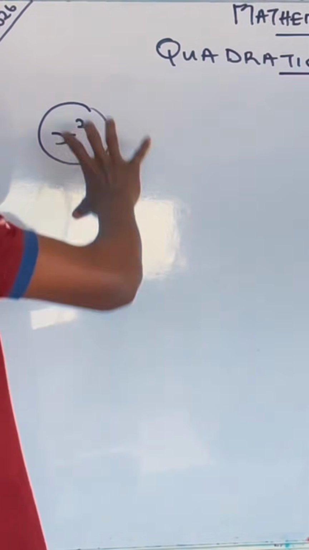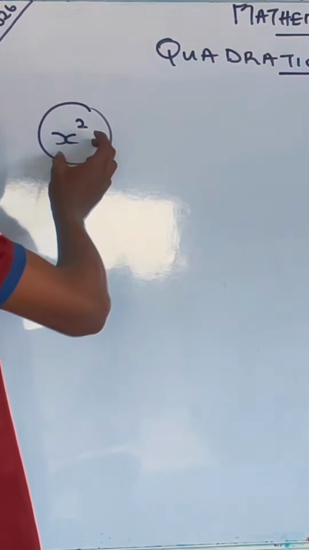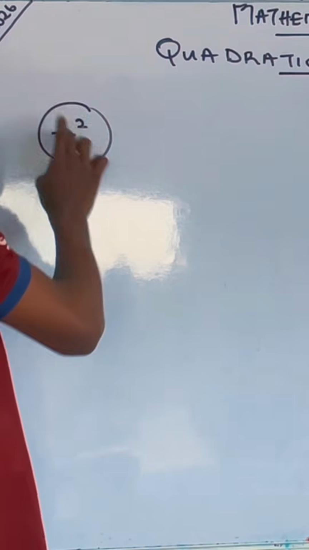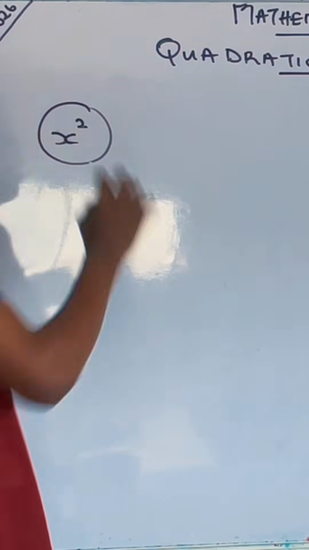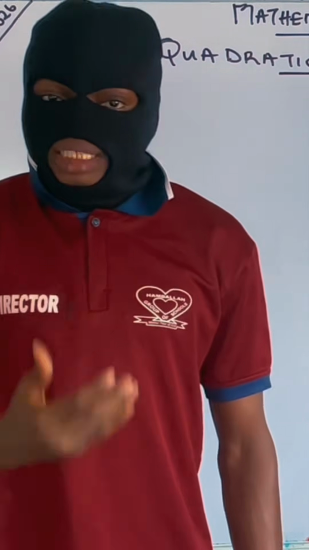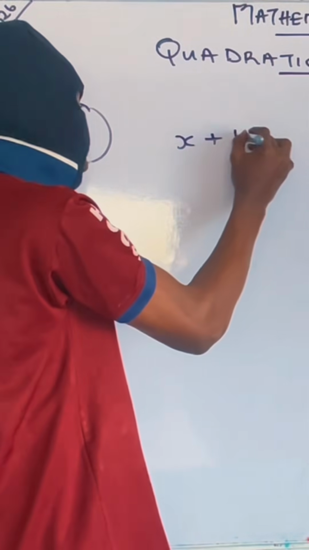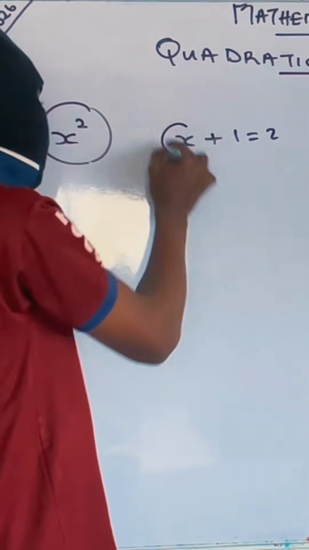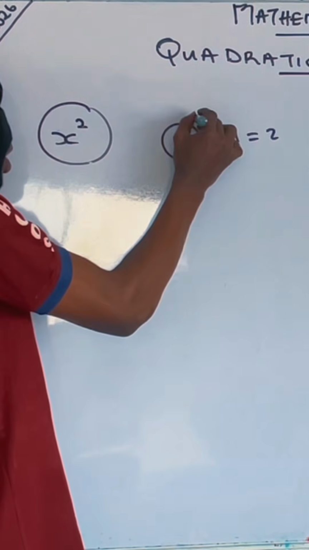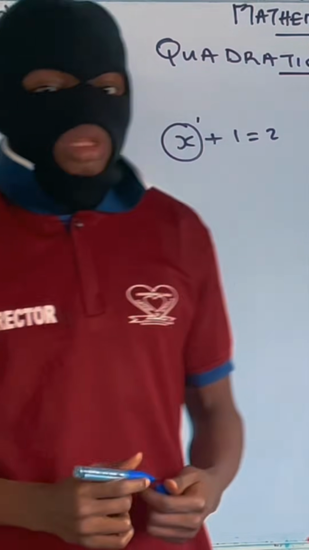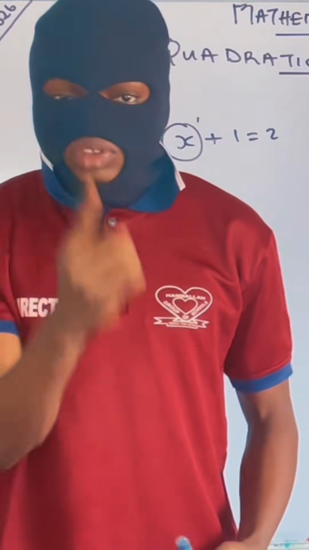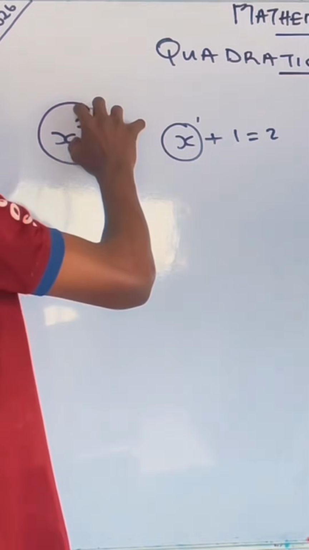Now this time we are going to know that this is a quadratic expression because the highest power is 2. For example, for a linear equation, if you have, let's say, x plus 1 equals 2, you can see that the highest power of this x here is 1. That is why it is called a linear equation. But for a quadratic equation, the highest power is 2.